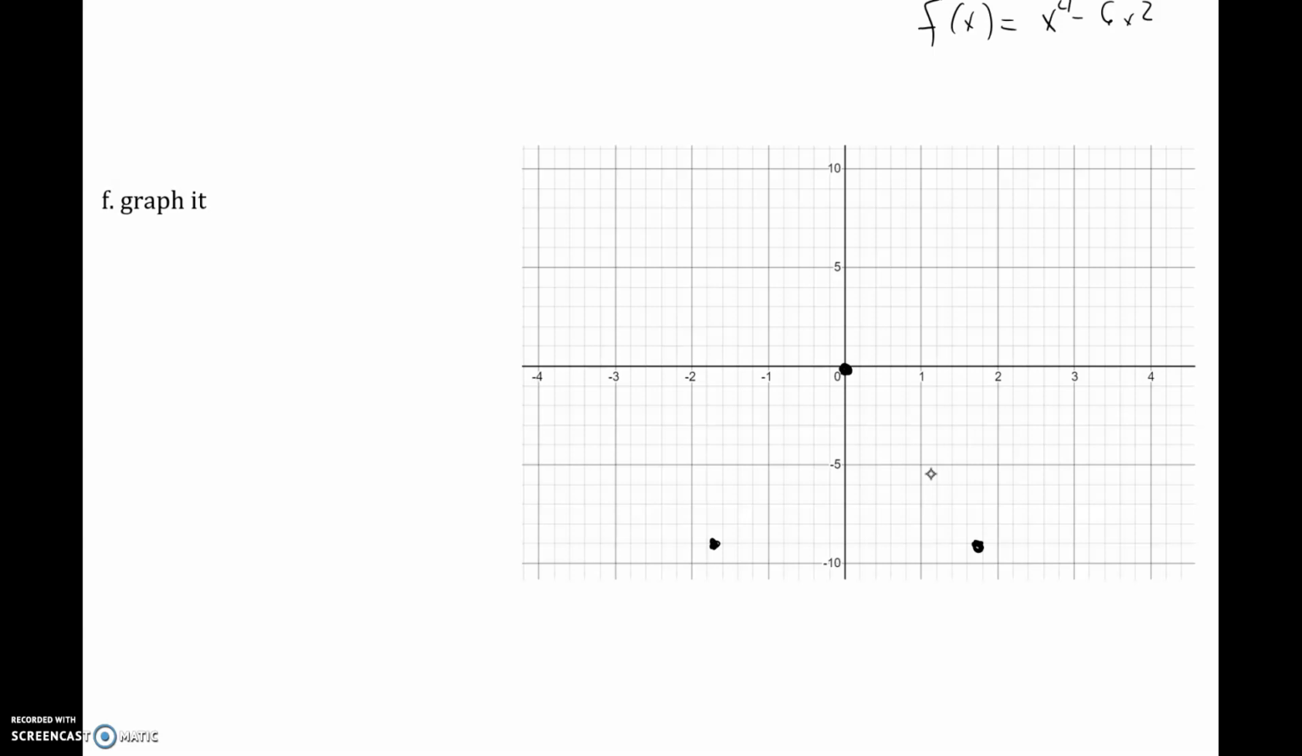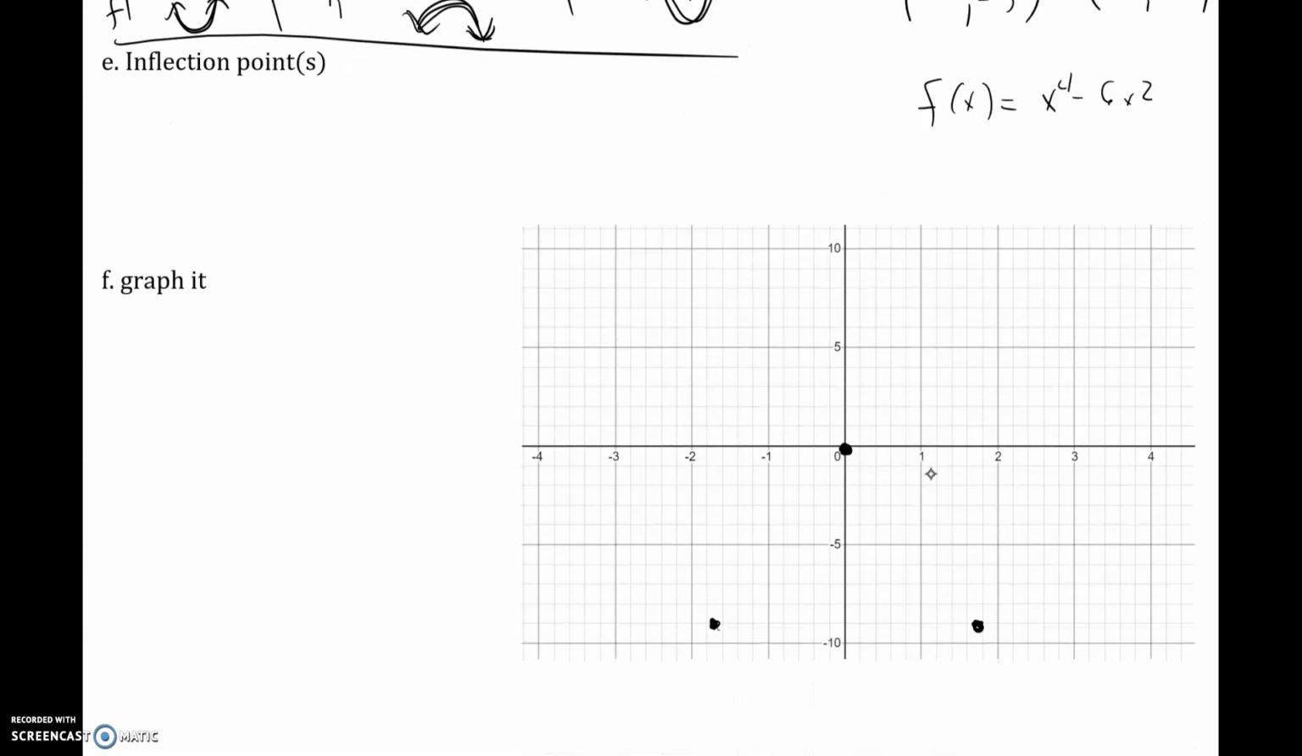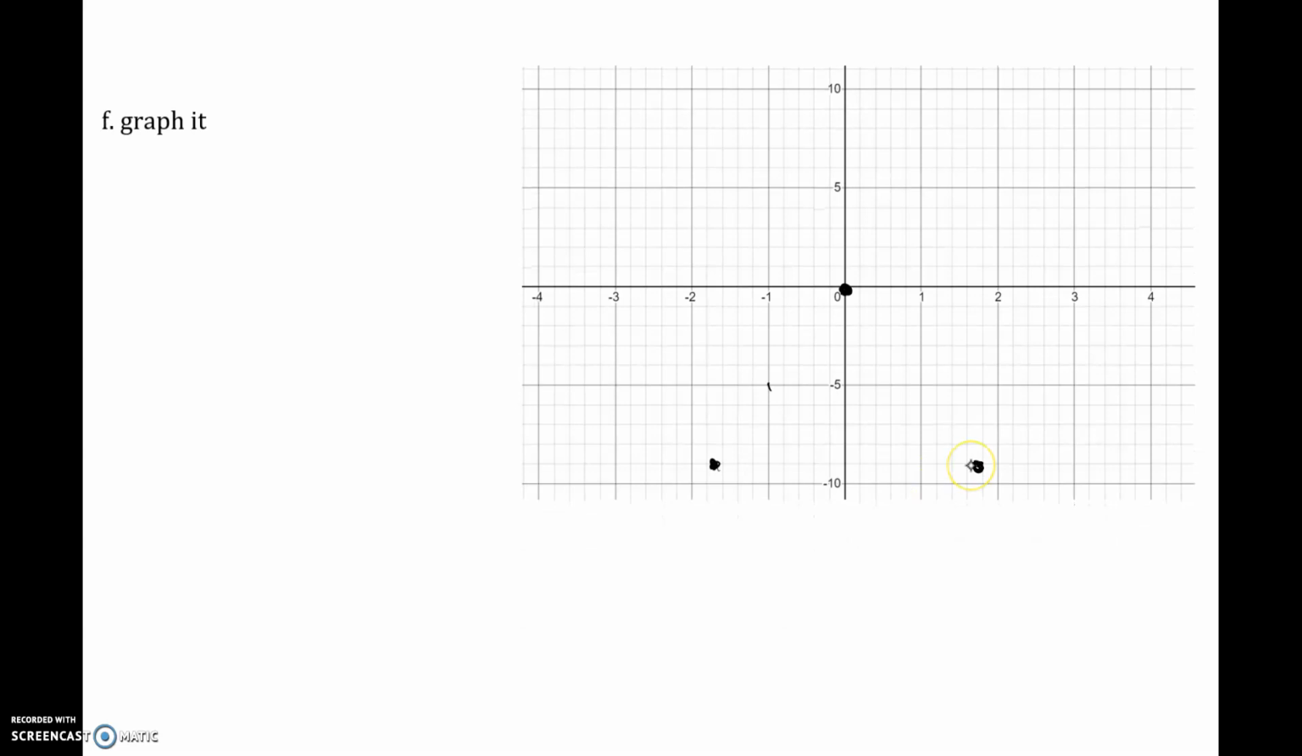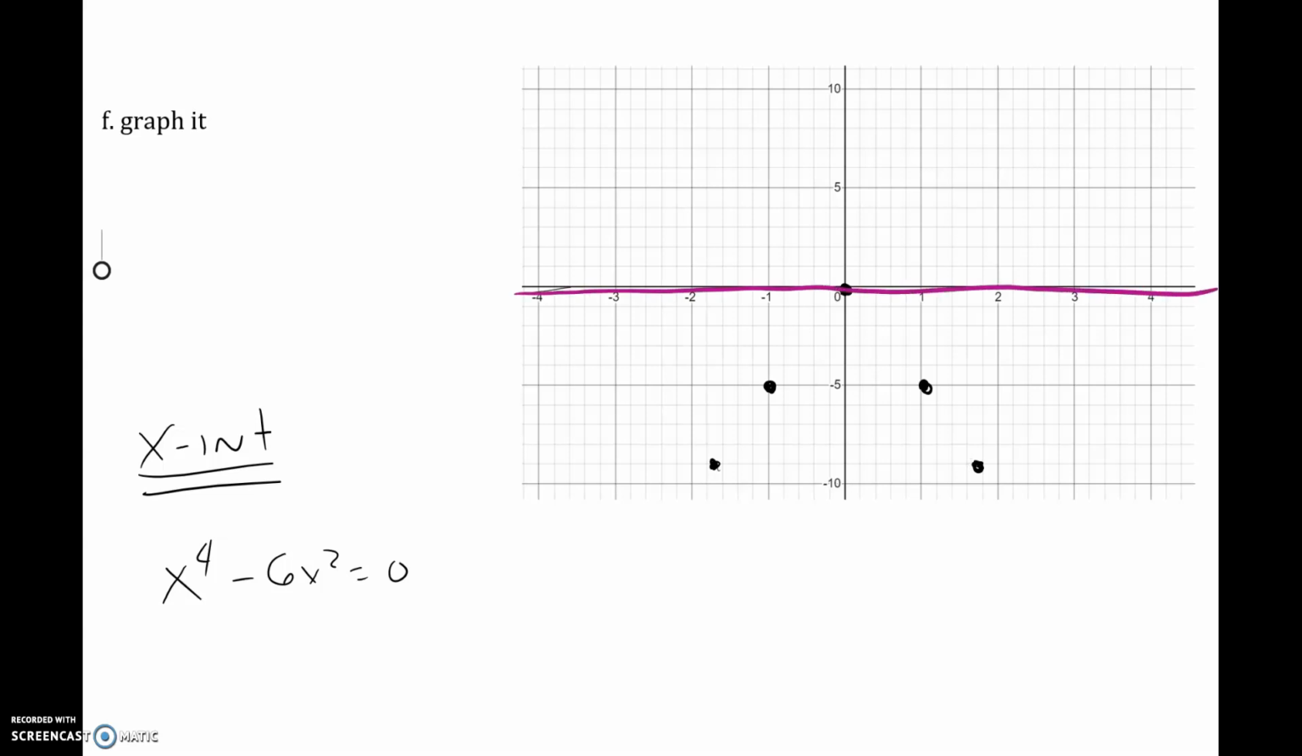If I decrease to this point and then increase, then decrease and increase. But let's see if we can see those inflection points. -1, -5, and 1, -5. So there's an inflection point and there's an inflection point. What else would be helpful? How about x-intercepts? Remember that from before calculus? x to the 4th minus 6x squared equals 0. It might help if I just knew where it crosses the x-axis. I can do a little bit better with my graph, I think. So let's see if we can figure that out.